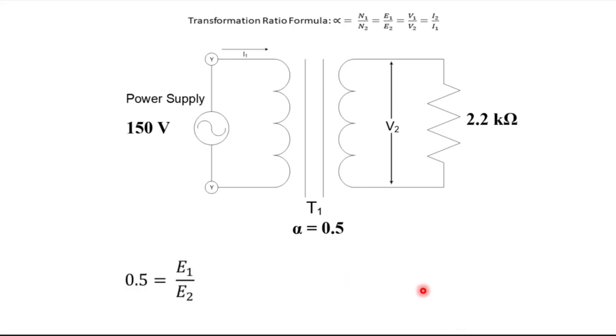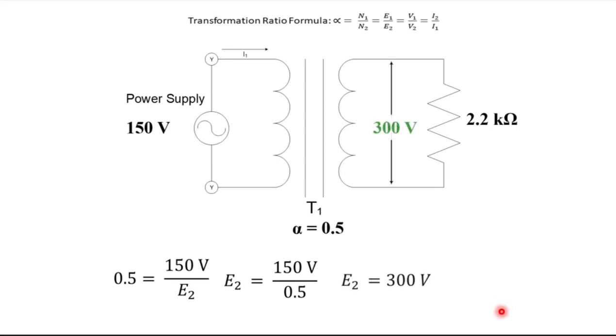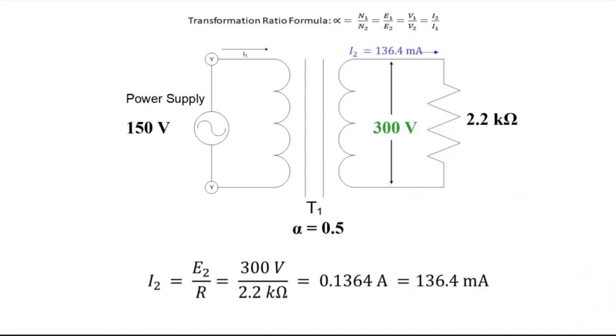And so 0.5, the transformation ratio, is equal to this divided by this. We get that, and we get 300 volts. It went up by 2, which is the reciprocal of 1/2. So I can calculate the current now in the secondary the same way I did before. It's E2 divided by R, Ohm's law, and I get 136.4 milliamps.